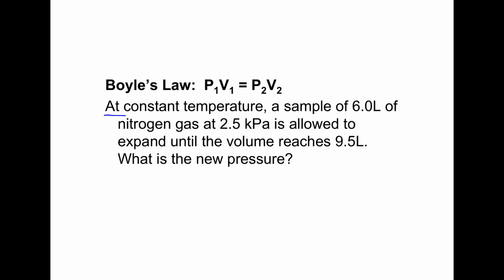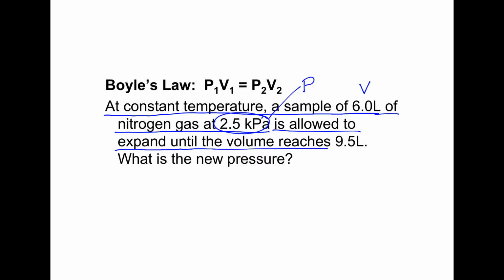Okay. At constant temperature, so temperature isn't going to be a part of this here, a sample of 6 liters, 6 liters would be a volume, of nitrogen gas at 2.5 kilopascals. 2.5 kilopascals is a pressure. It's allowed to expand, so we know that the volume is going up until it reaches 9.5 liters.